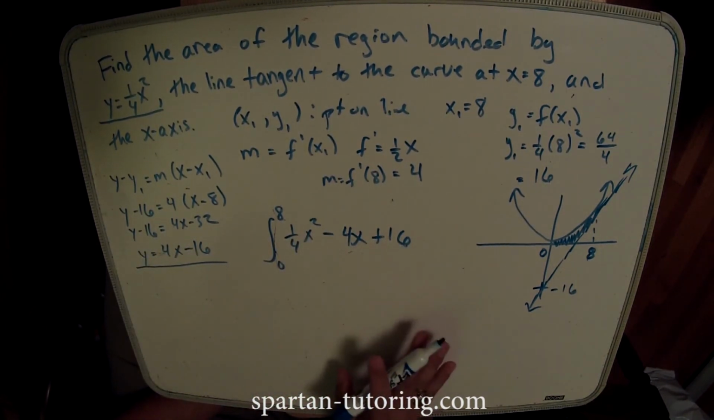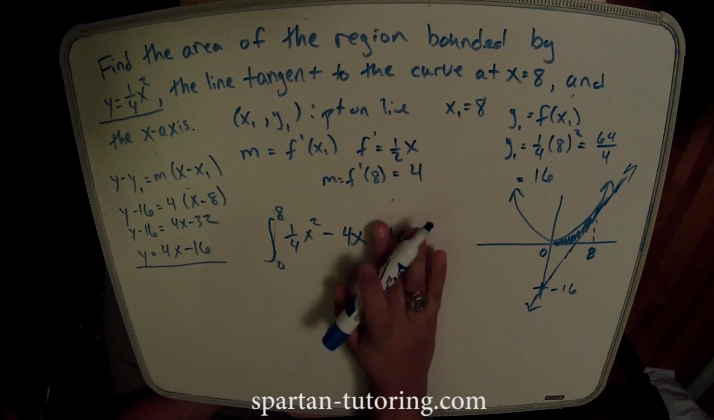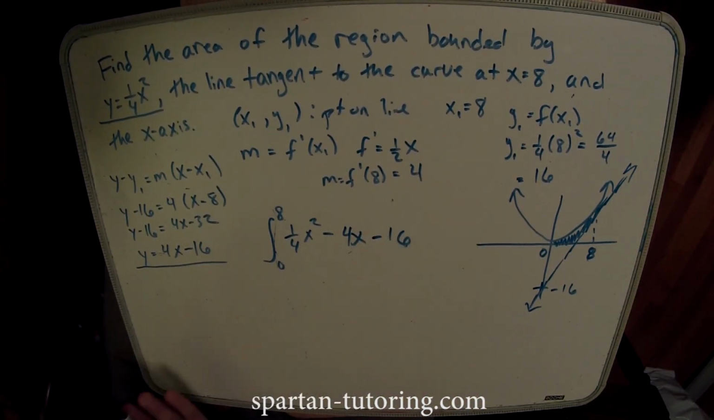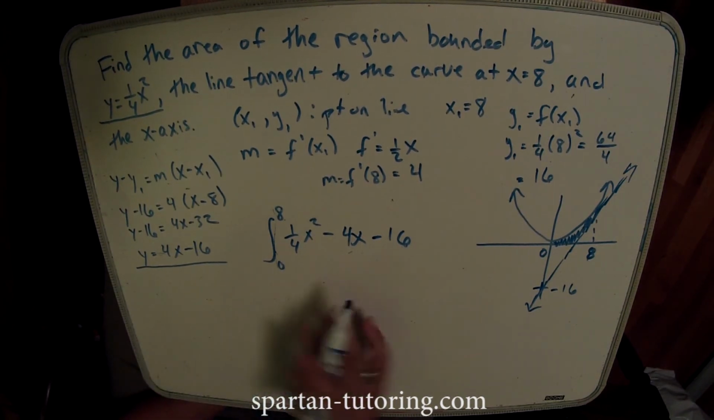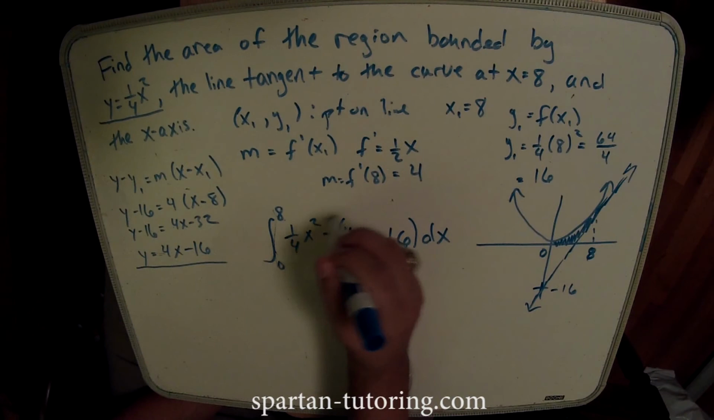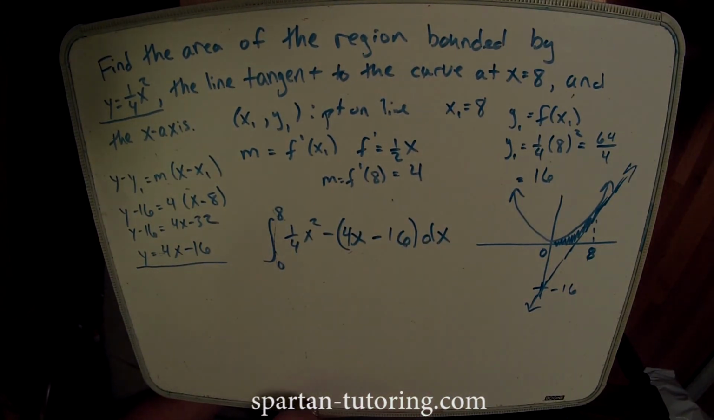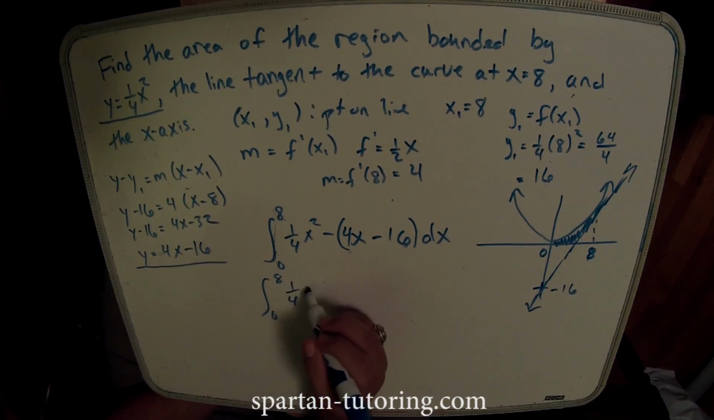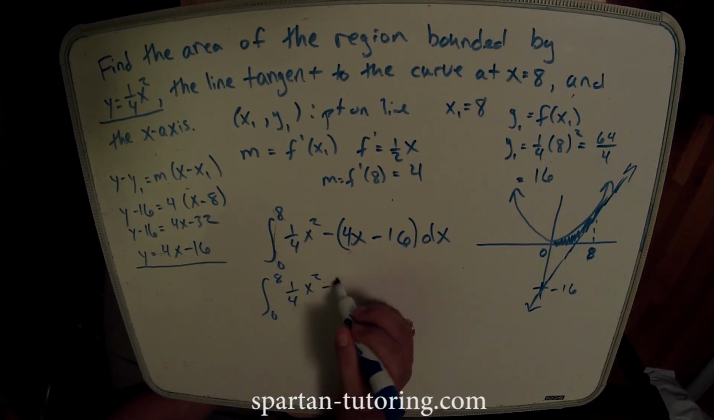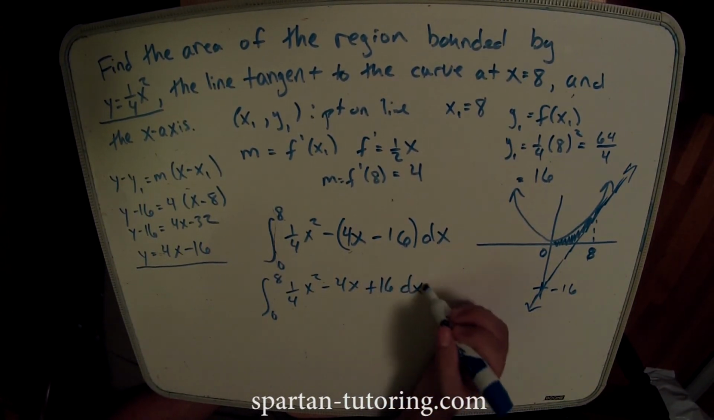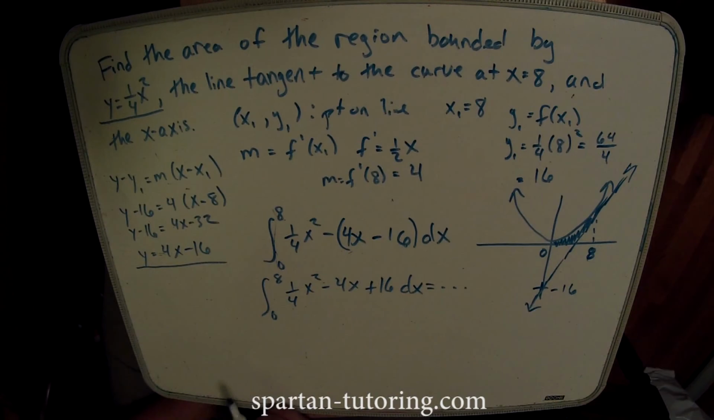A real common mistake, and I guarantee somebody's going to do it, is to say minus 4x minus 16. I see that all the time. If you want to feel more comfortable, put this in parentheses to remember to distribute that negative over everything. So we're going to have the integral from 0 to 8 of 1/4 x squared minus 4x plus 16 dx. And after that, it's just very simple.